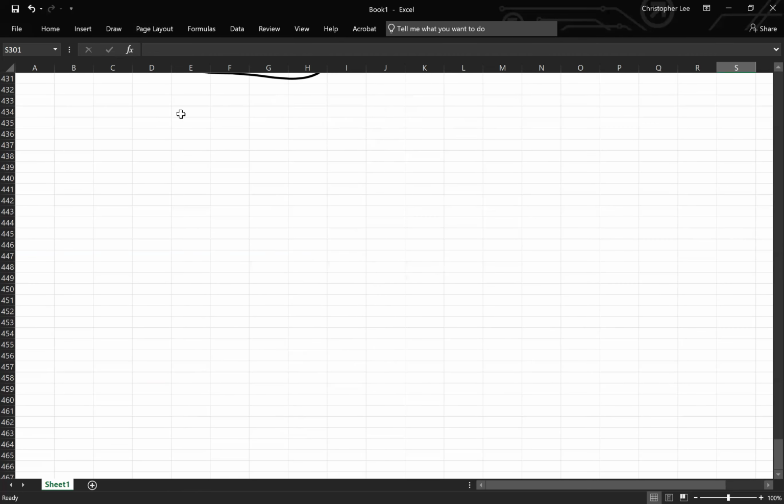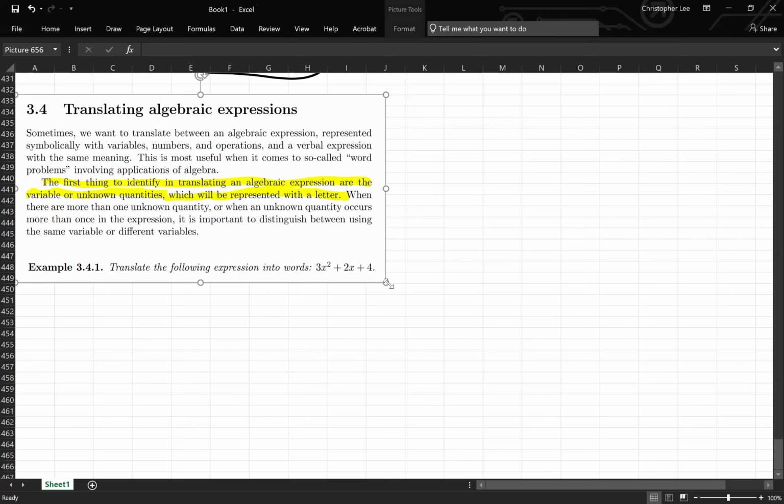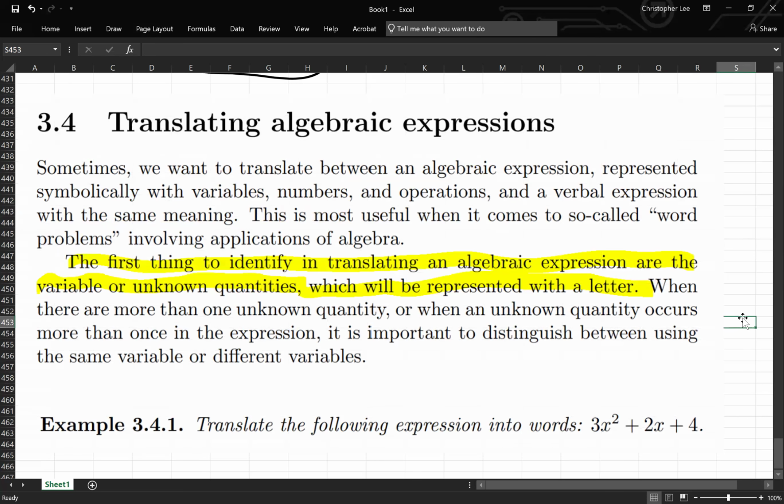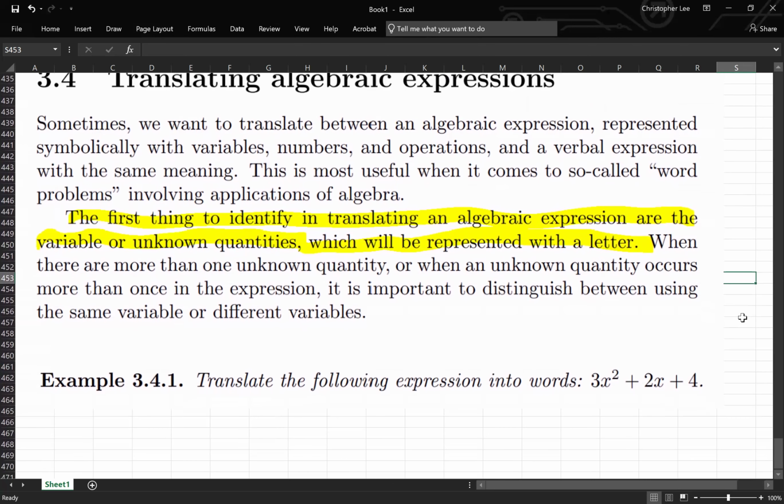All right. Let's do another important topic in algebra. Translating. Y'all might find this easy because it's just words, right? So sometimes we want to translate between an algebraic expression represented symbolically with variables, numbers, and operations, and a verbal expression with the same meaning. This is most useful when it comes to so-called word problems involving applications of algebra.